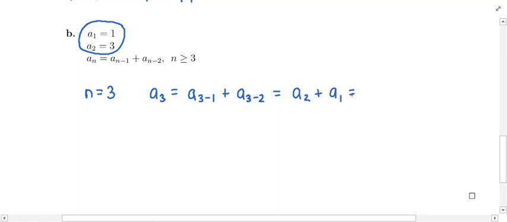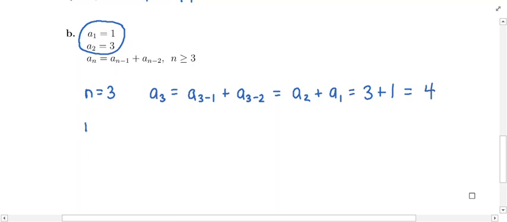So what this tells us is to get the third term in the sequence, you need to take the second term and add the first term. So a2 is 3, a1 is 1, so add those together. The next term in the sequence is going to be 4. Okay, so let's try the next one. We only need one more term.